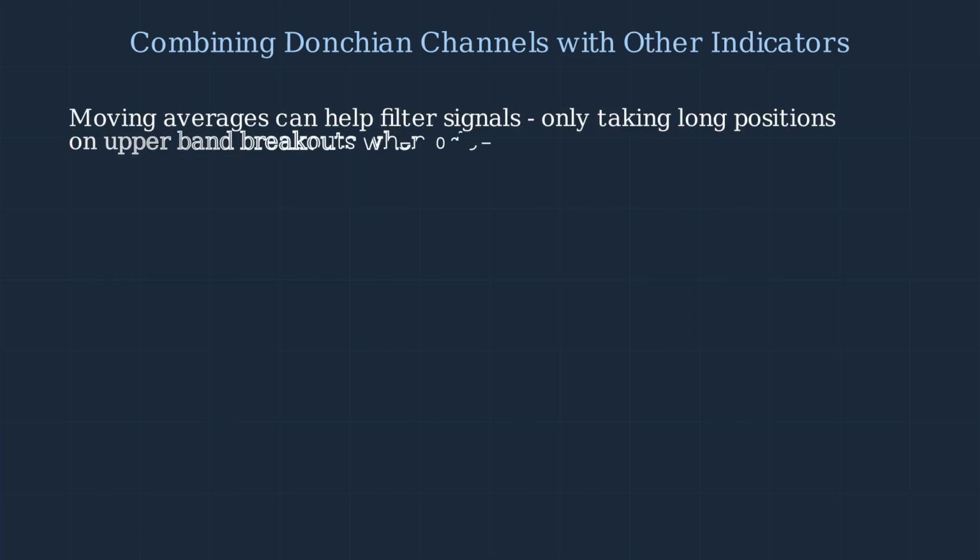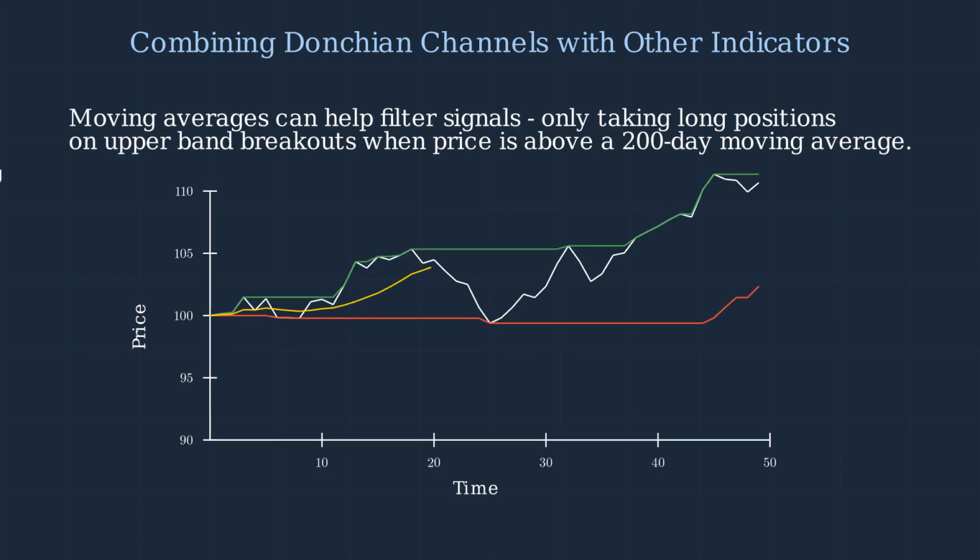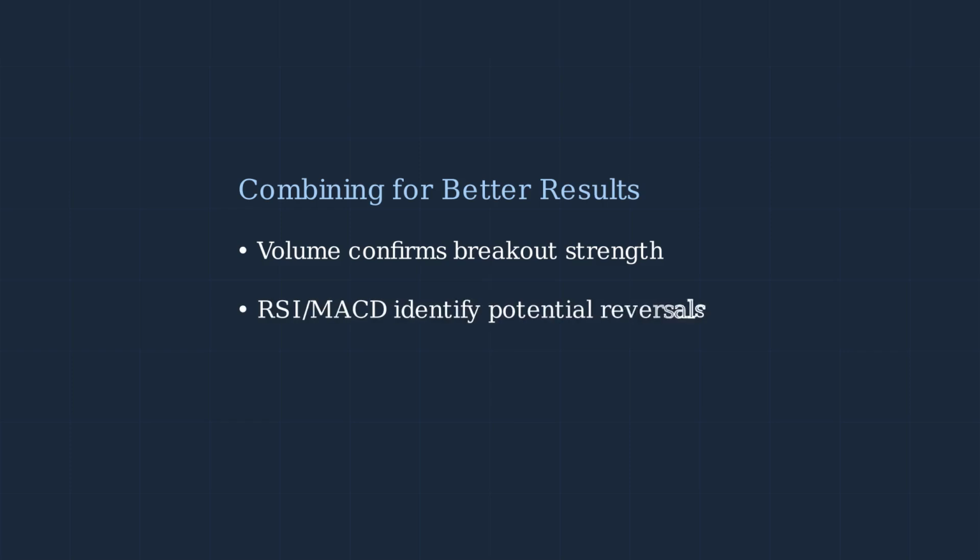Many traders use moving averages with Donchian channels to filter signals. A common approach is to only take long positions on upper band breakouts when price is above a 200-day moving average, confirming an overall uptrend. By combining Donchian channels with these complementary indicators, traders can develop more robust trading systems with higher probability setups and fewer false signals.